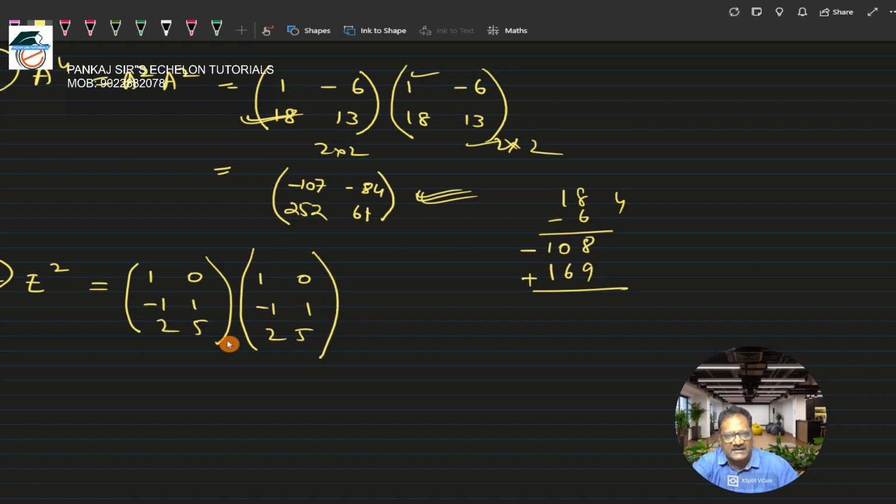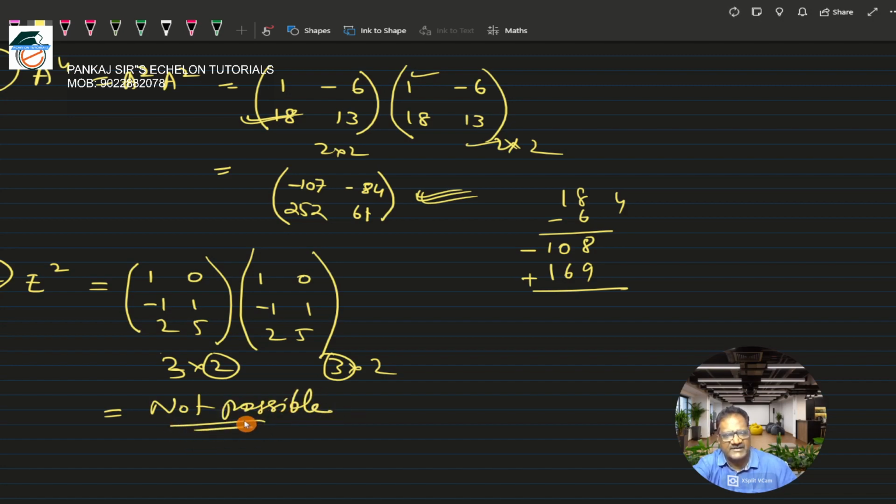Now E square. Let us see whether multiplication is possible. This is 3 rows and 2 columns. This is also 3 rows and 2 columns. Now can you see these two are not matching? This is 2, this is 3, both are not equal. So multiplication is not possible. So the answer for this E square is not possible. Straight away you can write not possible.